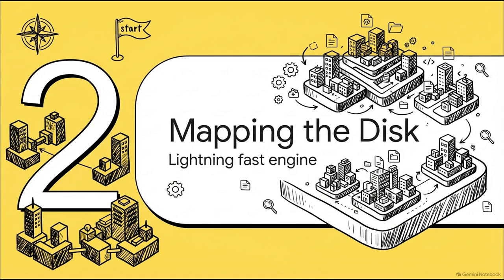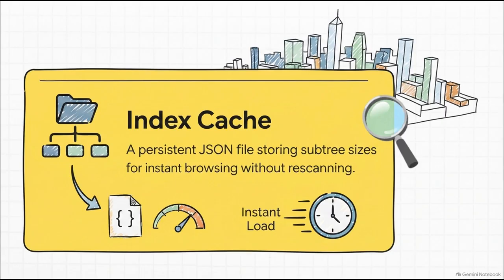Moving on to Section 2, how Bytopolis maps the disk. This is really the core of how this magic works. Before we can get that sprawling 3D skyline, the app needs a rock-solid foundation to map your 3D storage without lagging. Because generating a 3D model out of thousands of files requires a back-end engine that is lightning fast. It pulls this off using a really clever index cache.